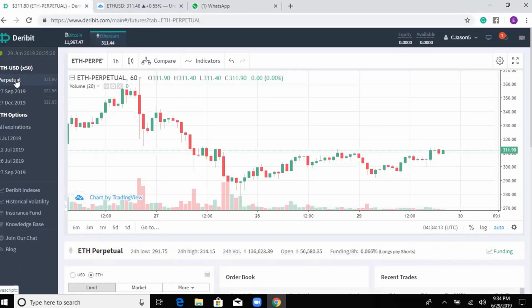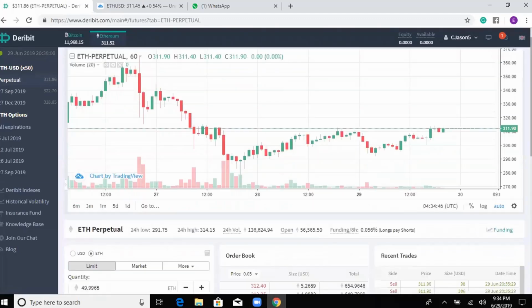Here's another thing you have to keep in mind. When you've selected Ethereum, please always make sure you selected perpetual contract. By default, it's always going to be on perpetual contract, but just to make sure, when you want to trade, make sure you're looking at the perpetual. That's actually where you're going to be trading. So always make sure you select that.